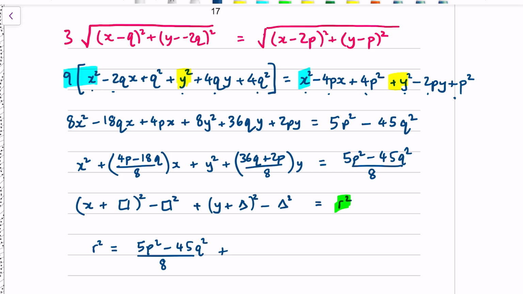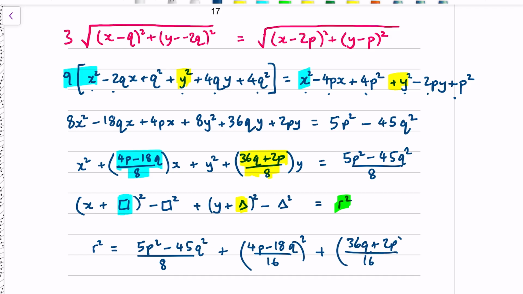Now to get that, remember to get these terms here, that's half of this term, and this one is half of that term. So I'm going to add, because it's going to go onto the other side of the equation, 4p minus 18q over 16 all squared, 16 because it's half and it was 8, so now it's over 16, plus 36q plus 2p over 16 all squared.